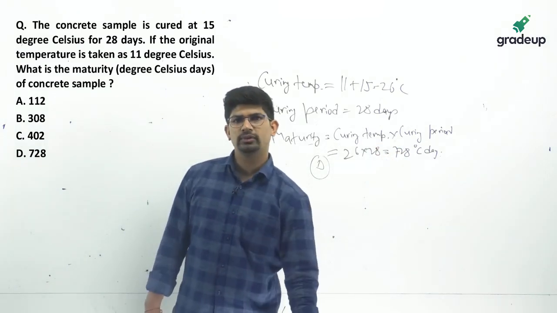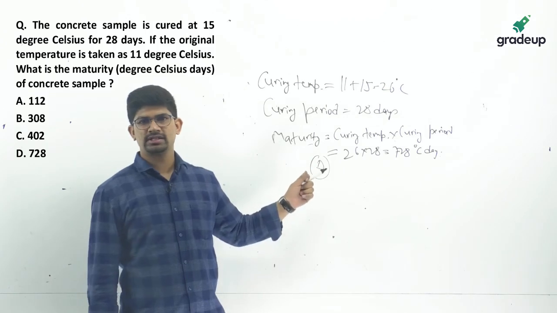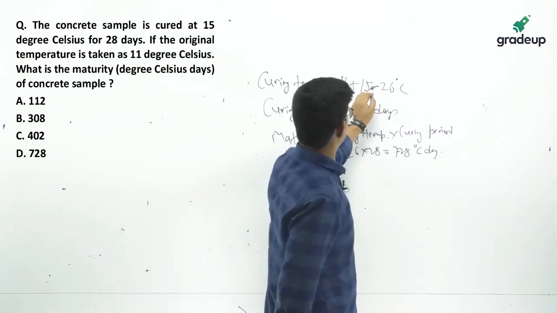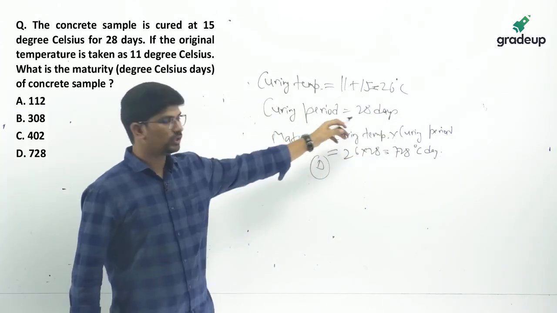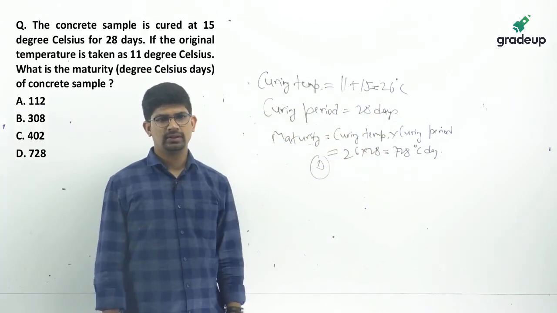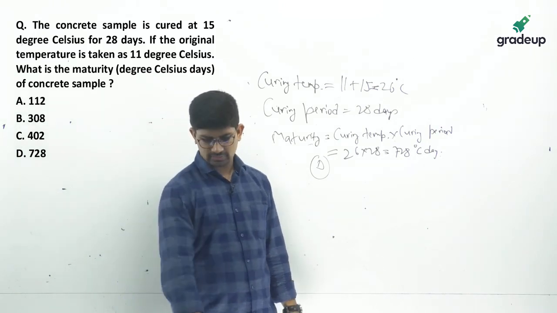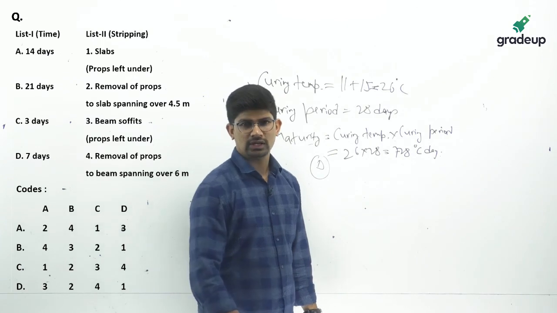So maturity is given by curing temperature into curing period. Now here you are given that the concrete sample is cured at 15 degrees Celsius and original temperature 11. So curing temperature is 11 plus 15, that is 26 degrees Celsius, and curing period is 28 days. Okay, so I hope this is clear. Now moving on to the last question now.